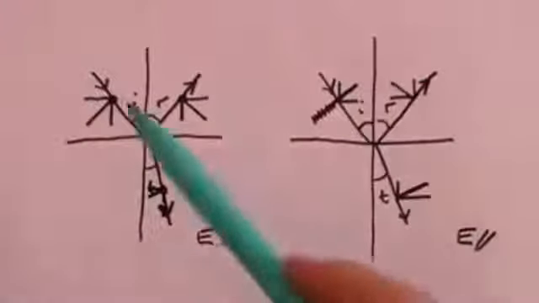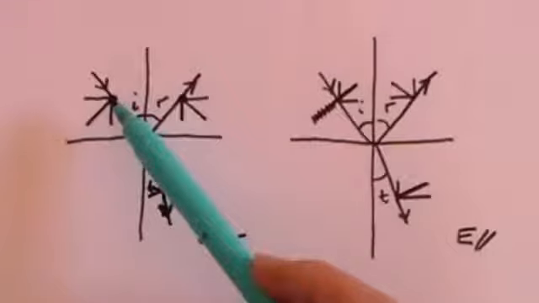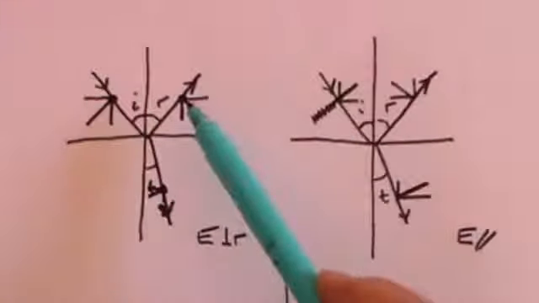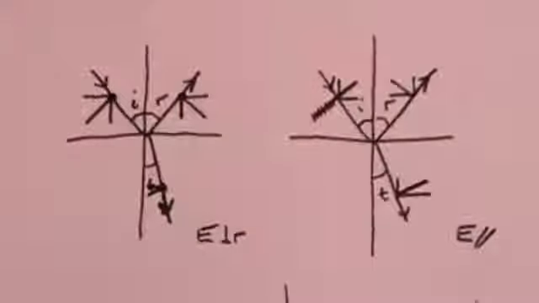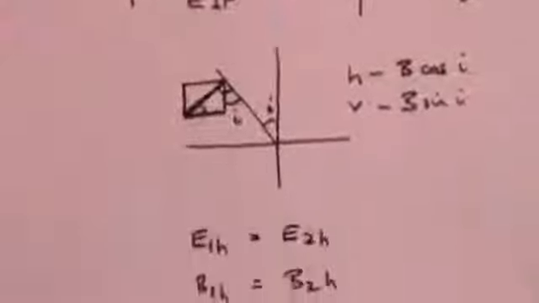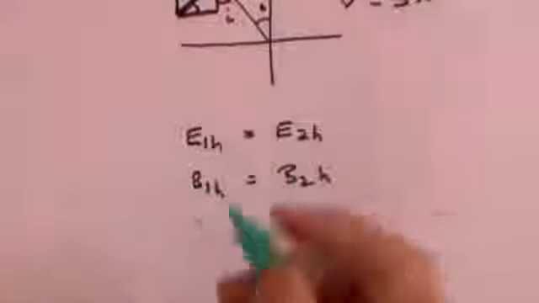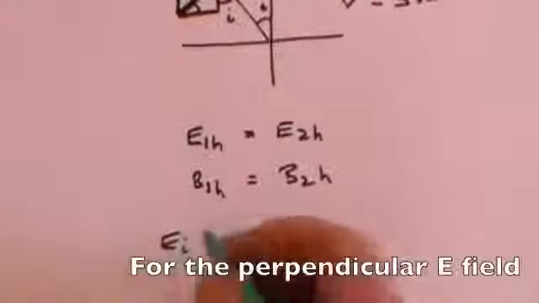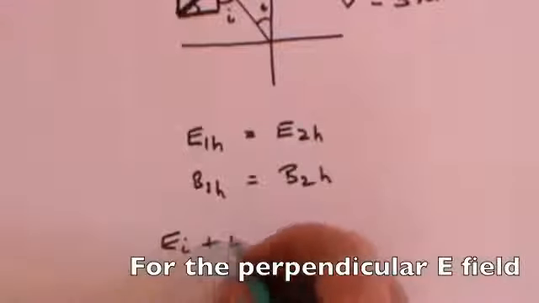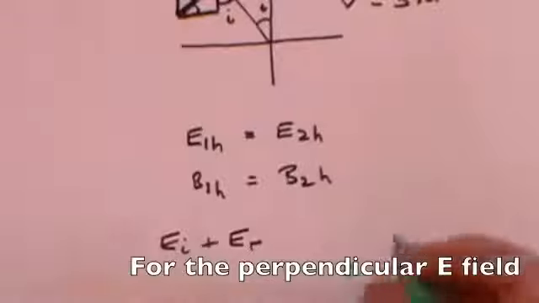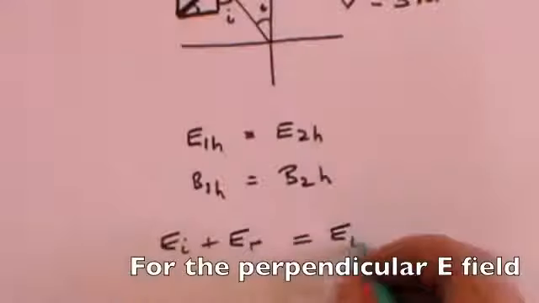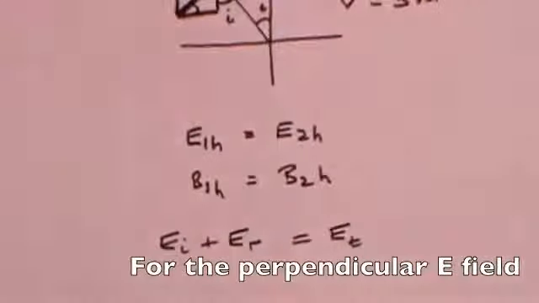And that means that the total E field in medium number 1, which is the incident E field plus the reflected E field, must equal the transmitted E field, because the E fields transport across the boundary. So that gives us that the incident E field plus the reflected E field, which are the two E fields in medium number 1, must equal the transmitted E field, which is the only E field in medium number 2.